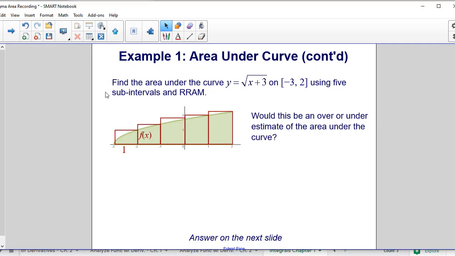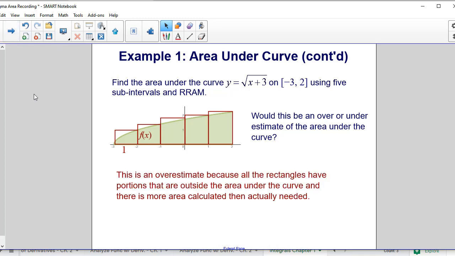Now that we've calculated the approximate area under the curve, would our estimate be an over or underestimate of the actual area under the curve? The answer is that this would be an overestimate, because all of the rectangles have portions that are outside the area under the curve, and there is more area calculated than actually needed. This is evident if we look at the graph. We have these portions here where we calculated the area of the rectangle, but the area exceeds that of the curve. And all the areas I'm highlighting on your screen are extra areas that are over the actual area of the curve, which is indicated by this gray portion.